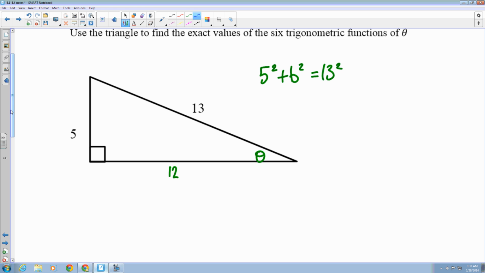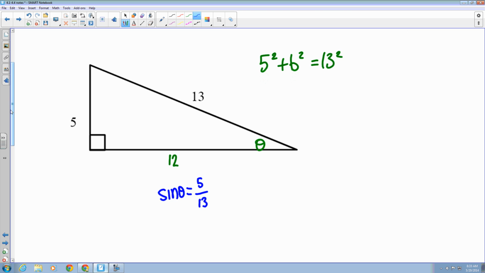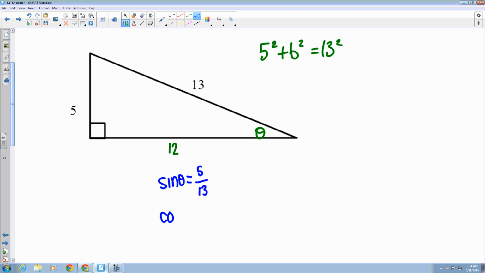So now we find our 6 functions. Sine, opposite over hypotenuse. Cosine, adjacent over hypotenuse. And tangent, opposite over adjacent. The other 3 are just flipped over.